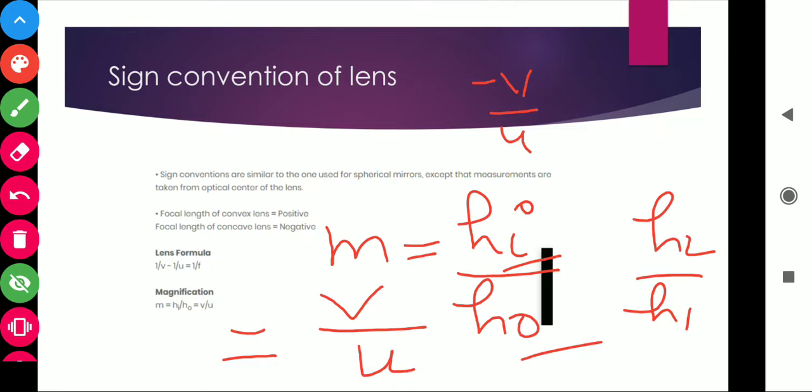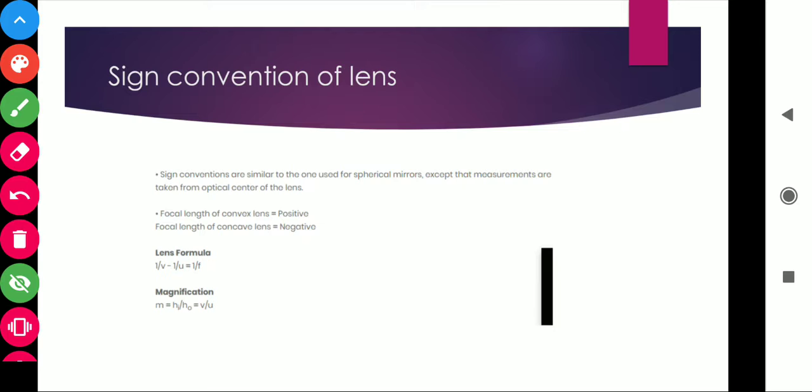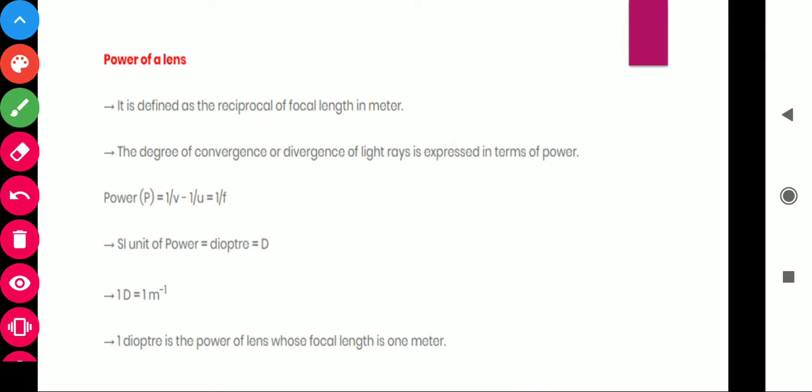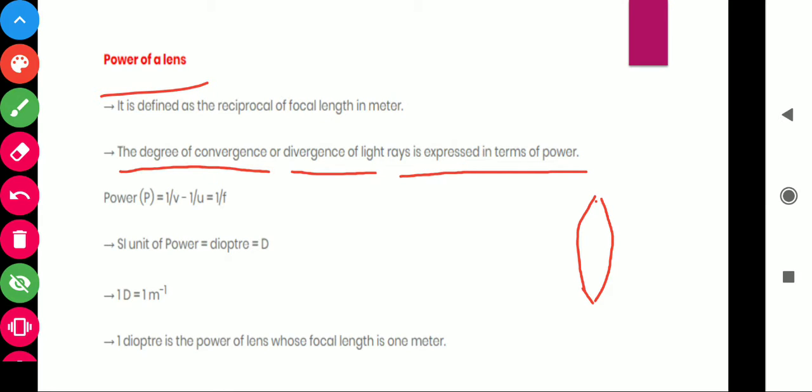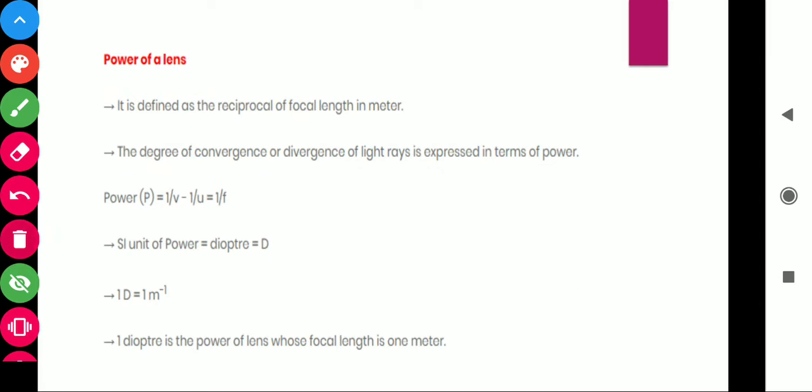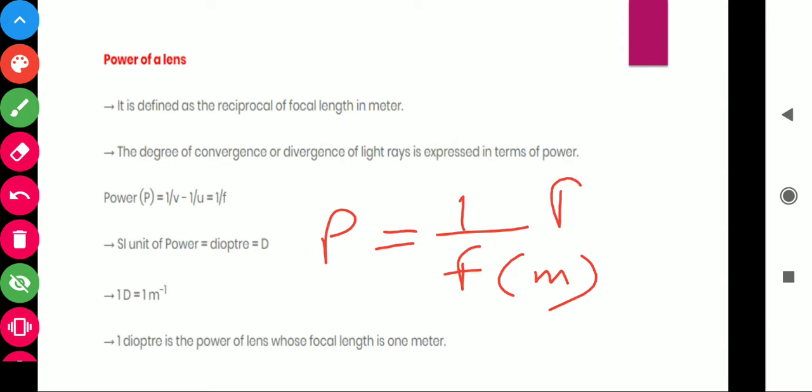Okay students, these are the formulas which are used to do the numericals. The next is power of lens. This is the last topic. What is power of lens? किसी भी लेंस का जो कन्वर्ज और डाइवर्ज करने की पावर है, the degree of convergence or divergence of light rays is expressed in terms of power, and it is the reciprocal of focal length. Here we have 2 formulas. Please write them in your copy. P is equal to 1 upon F if F is given in meter, and P is equal to 100 upon F if F is given in centimeter.